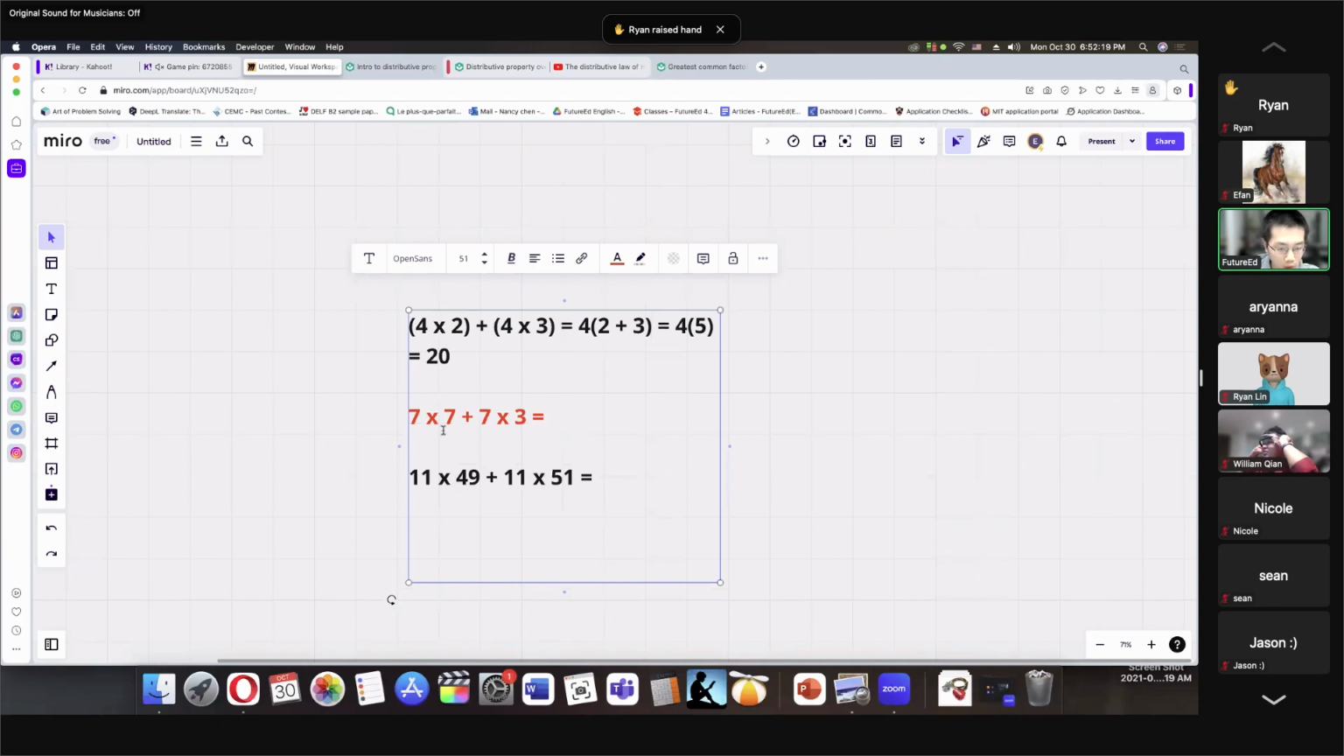Nicole, would you like to try this one? 7 times 7 plus 7 times 3. How do we solve this? So using the distributive property, what can you pull out of here? Nicole? Wait, what do I do? So using the distributive property, what number can you pull out of both of these expressions? You see there's a 7 times 7 on the left side and a 7 times 3 on the right side. So try pulling a number out. What number is in both of them?